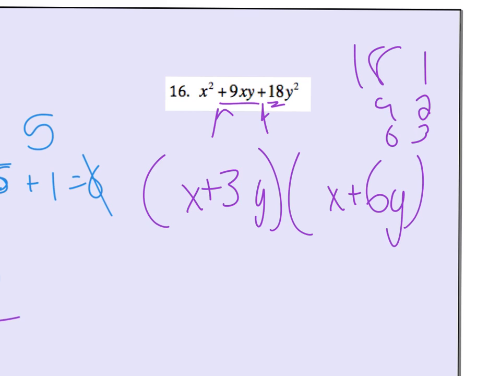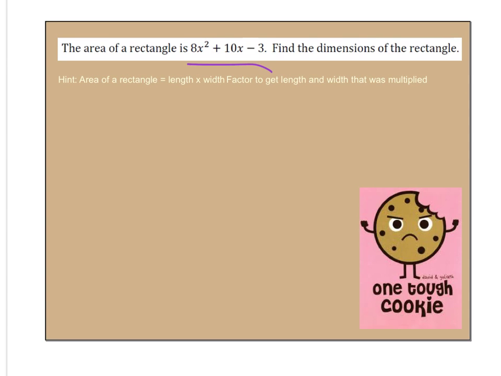All right. So a rectangle is this big. Find the dimensions. So that's going to be length times width. So 2 things get multiplied to do this. So I want to factor that thing. So let's get after it here. Let's go. That's terrible. You can't even read that. 8x squared plus 10x minus 3.